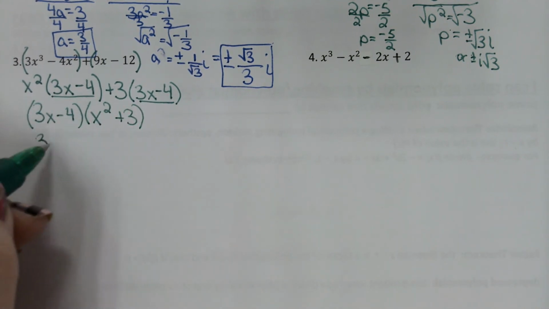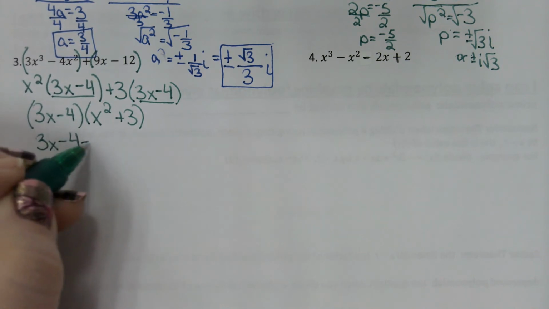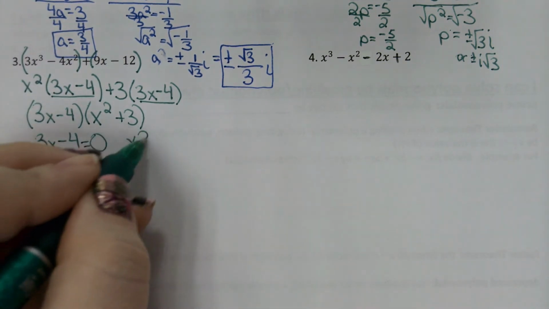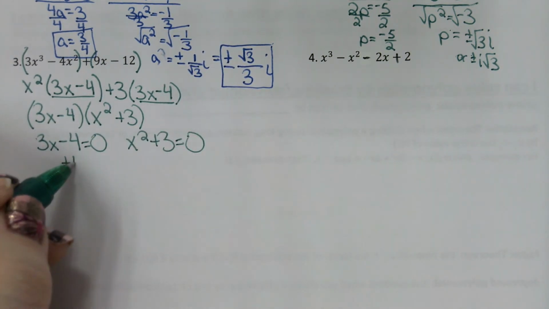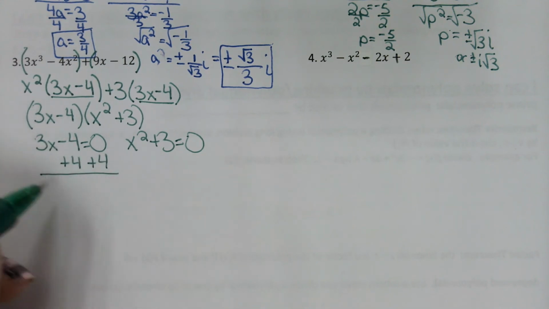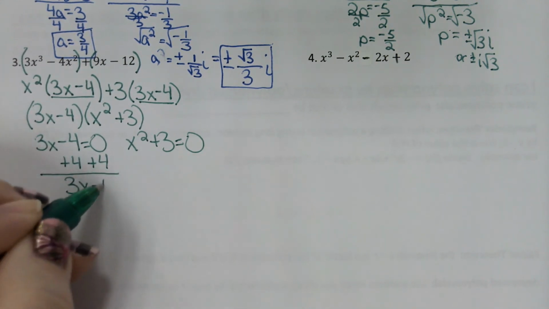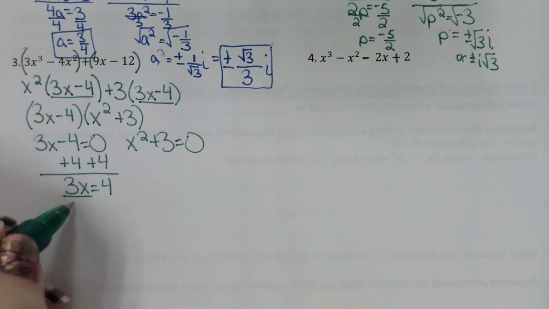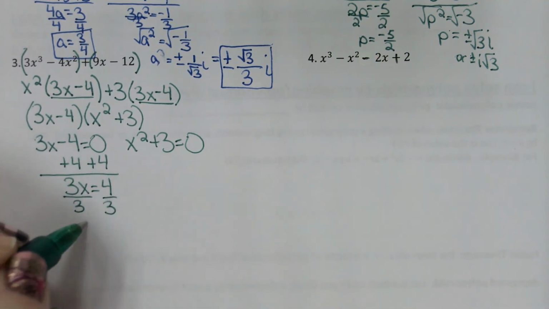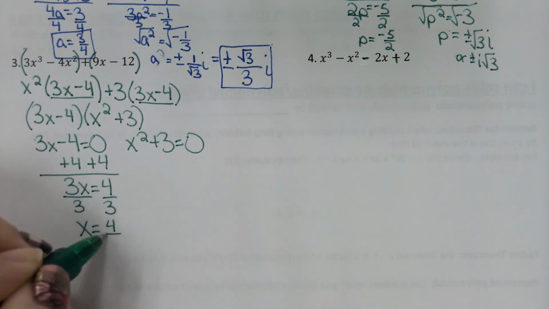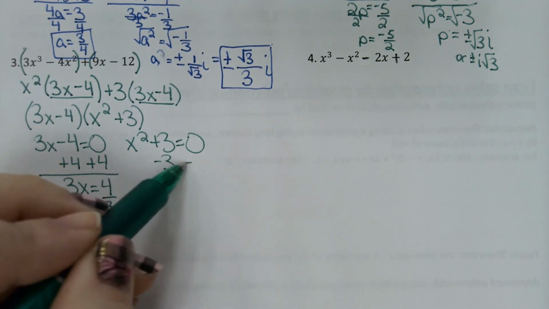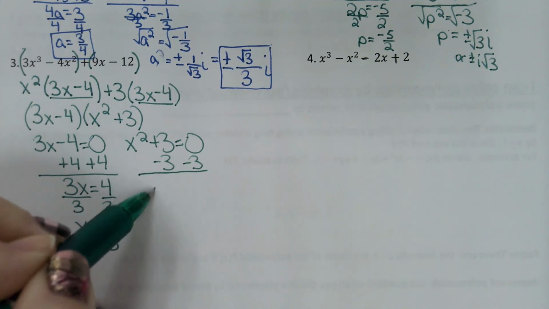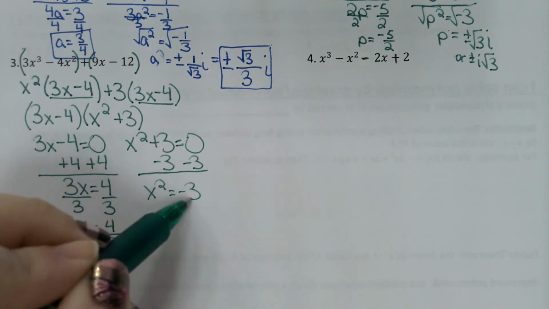We'll set each of those equal to 0 and solve. We'll add 4 to both sides. So 3x equals 4. Divide by 3 on both sides, and x is equal to 4/3. That's one solution. For the other solutions, we'll need to subtract 3 from both sides. x squared equals -3.